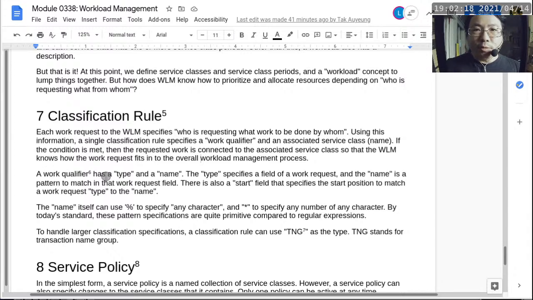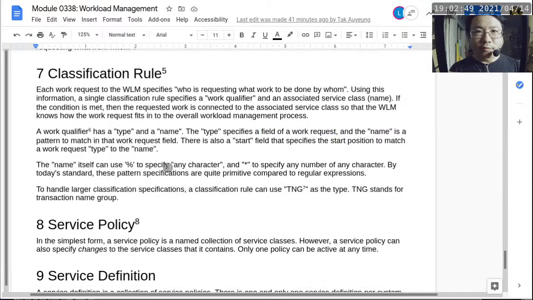All right. So a work qualifier has a type and a name. The type is basically specifying a particular field of a work request. So the field of a work request can be the name of the subsystem, can be the name of the user. Basically when you have a job, the job has a user associated with it. If you want to know what the available qualifiers are, you can look up the link under footnote number 6. There's a long list if you follow that link.